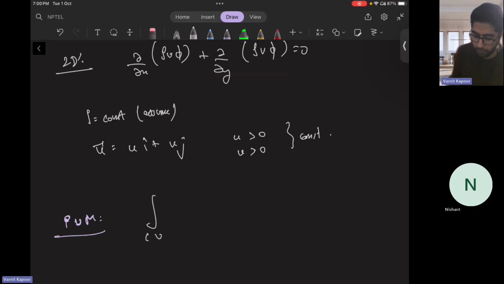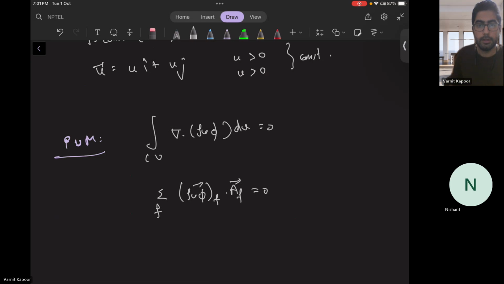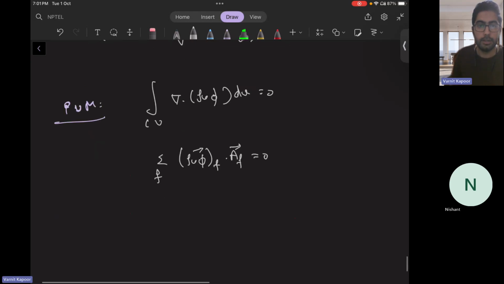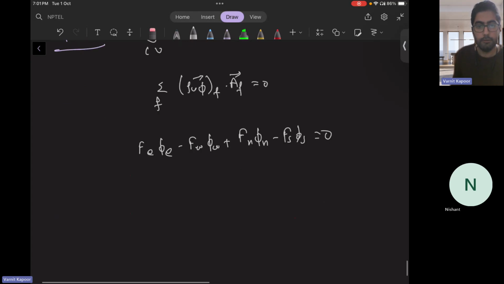So about the control volume, del dot rho u phi dv is equal to 0. So apply the GDT, you will get rho u phi at face dot A at face equal to 0. Right? Your equation, because this is the convective part, so rho u is nothing but F. So Fe phi e minus Fw phi w plus Fn phi north minus Fs phi south equal to 0.